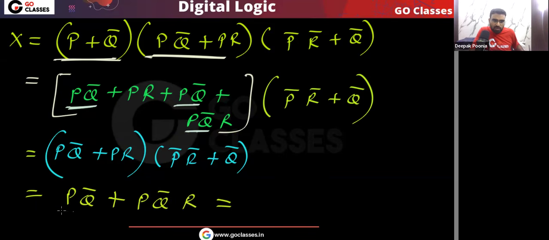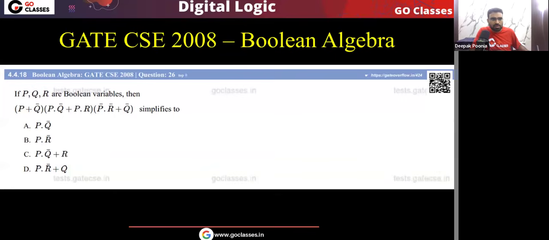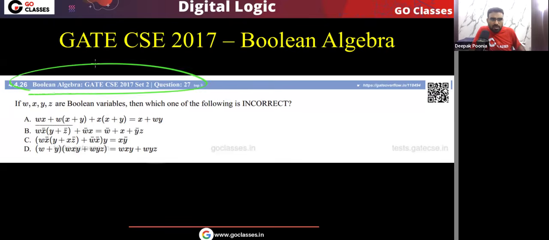Now again here you can notice we have P Q bar here, P Q bar here. You can apply the absorption law, and finally you will get P Q bar. So this is the answer, P Q bar. So for this question, answer will be option A. Very simple.